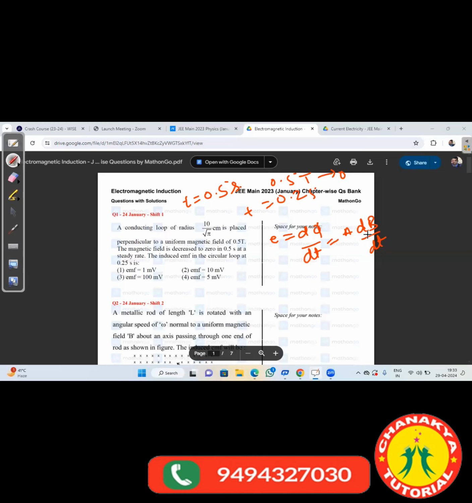Okay. So what would be the value of dB by dt? We know. Area you can find out here. Area will be pi r squared. So area would be pi times 10 squared by pi, and dB is the change of magnetic field. So here dt is 0.25 and the change of magnetic field would be again 0.5 by 2. It would be still 0.25.